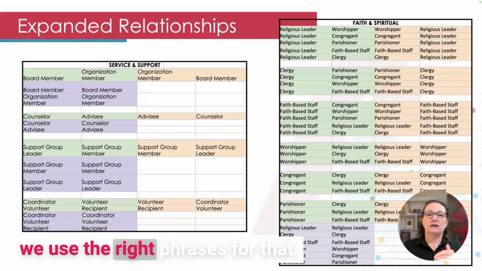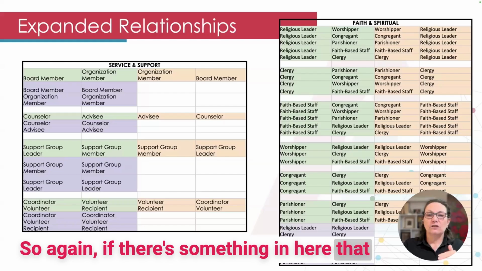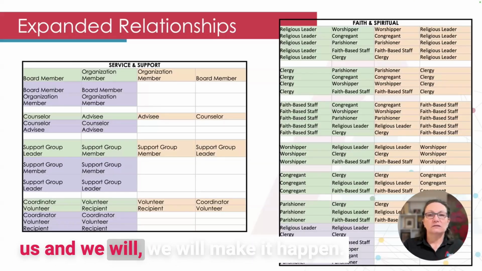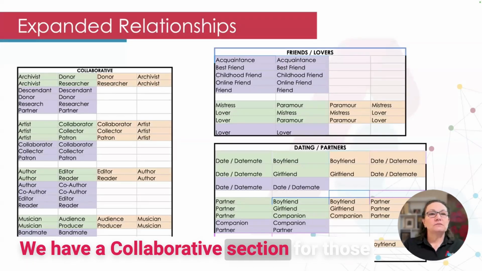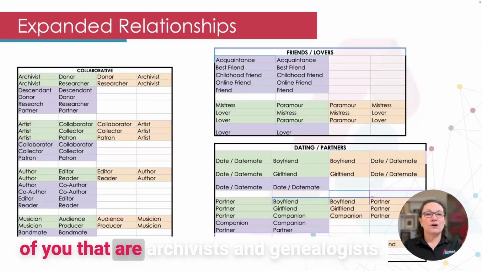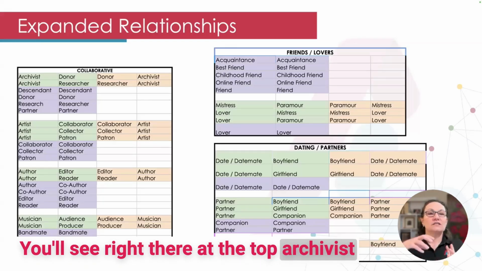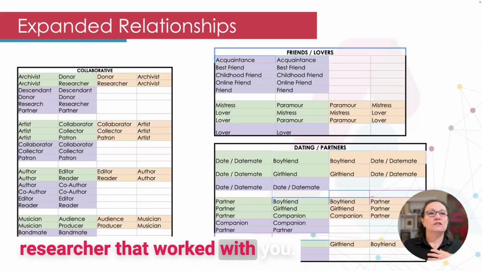We use the right phrases for that. So again, if there's something in here that you want and you don't see, reach out to us and we will make it happen. We have a collaborative section. For those of you that are archivists and genealogists, you'll see right there at the top, archivist and the donor of the material, the researcher that worked with you.